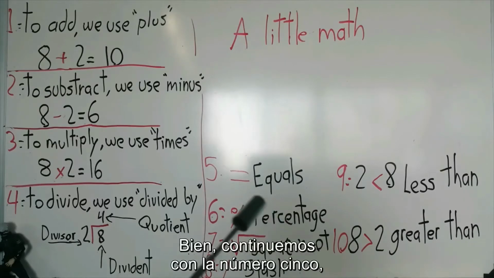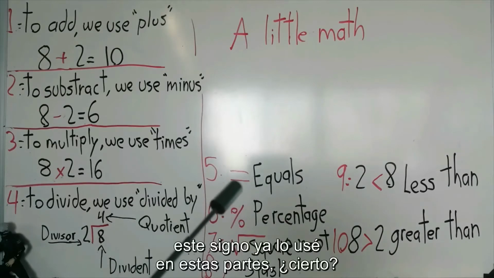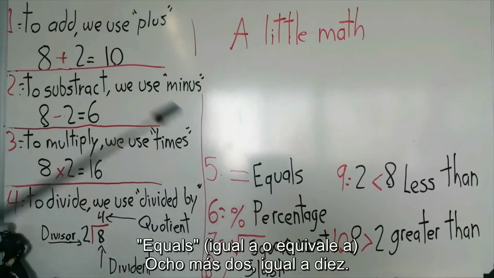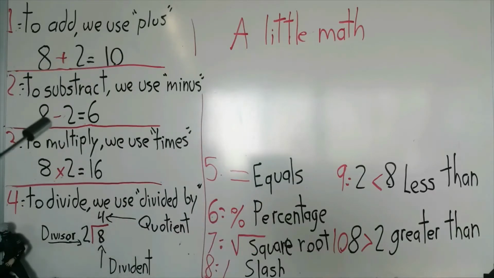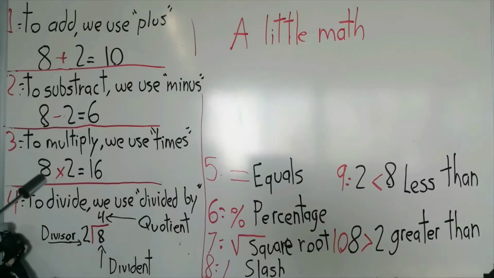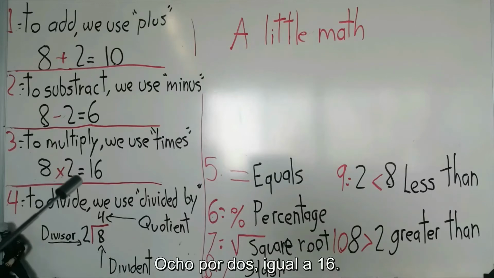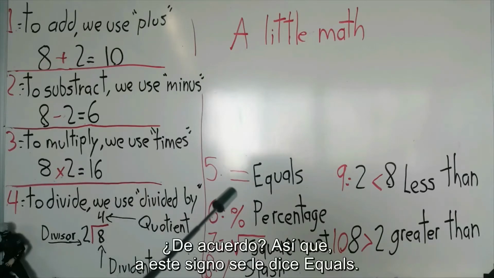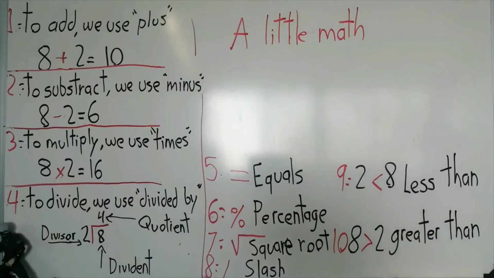Great, let's continue with number 5. This sign, I already used it in this part, right? But what was the word that I said? Equals. 8 plus 2 equals 10. 8 minus 2 equals 6. 8 times 2 equals 16. Alright? So this sign is going to be equals.